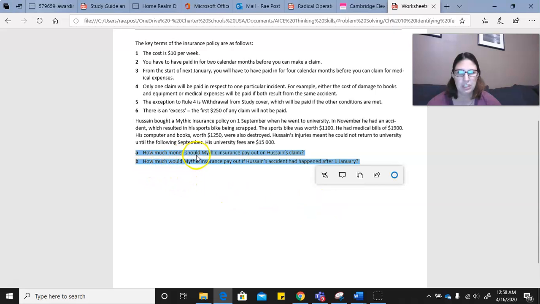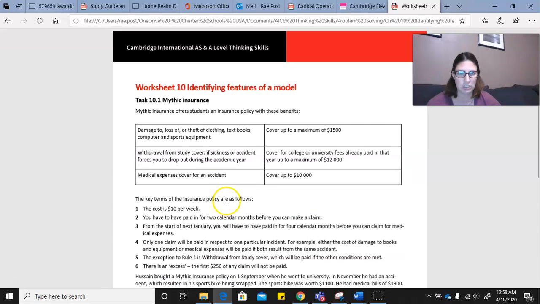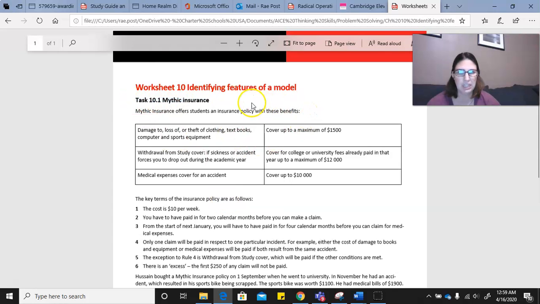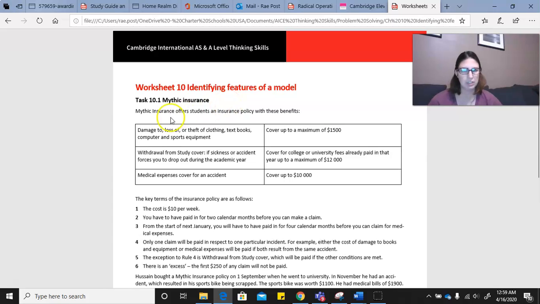A is, how much money should Mythic Insurance pay out on Hussein's claim? And then question B is, how much would Mythic Insurance pay out if Hussein's accident had happened after January 1st? So it's some kind of insurance. And if you go up to the title, Mythic Insurance is the company name. Instead of talking about printers, in this case we're talking about an insurance policy.